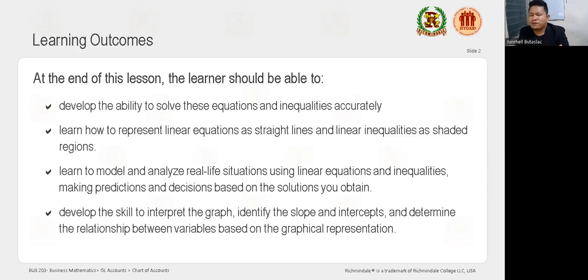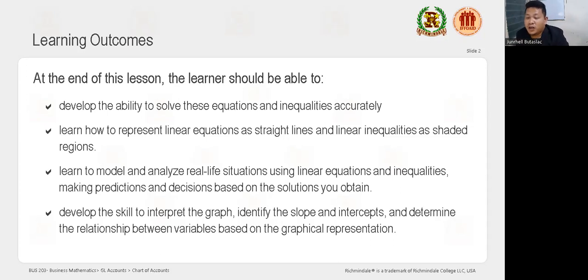We just have to identify the y-intercept and the slope in order for us to create a straight line. Linear equations are about straight lines. If there's a curved line, then it's not a linear equation.